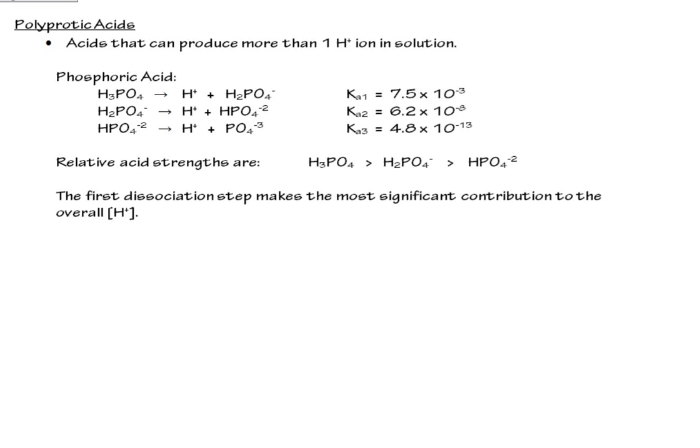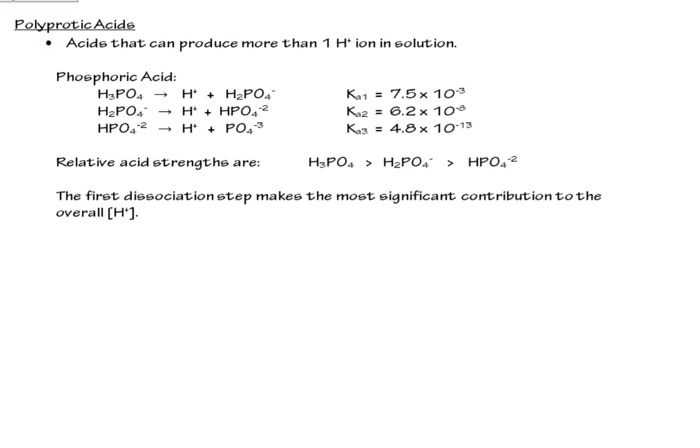In this video, we're going to look at polyprotic acids. Polyprotic acids are just acids that can produce more than one hydrogen ion in solution. Protic kind of refers to a proton, which is a hydrogen ion, and poly means many. So a good example might be something like phosphoric acid. Phosphoric acid looks like it could have 3 hydrogen ions produced in solution.